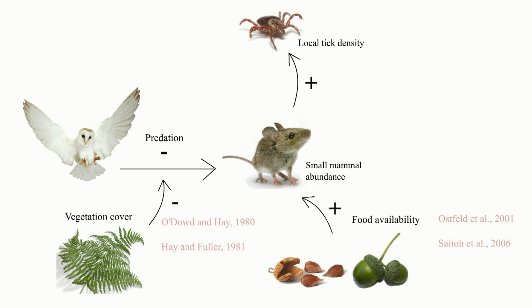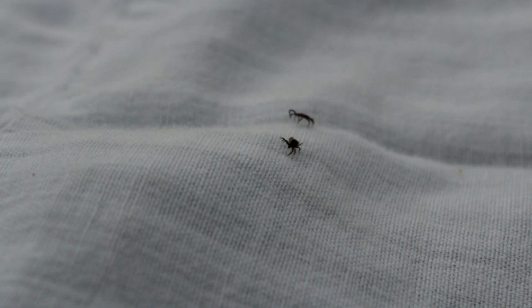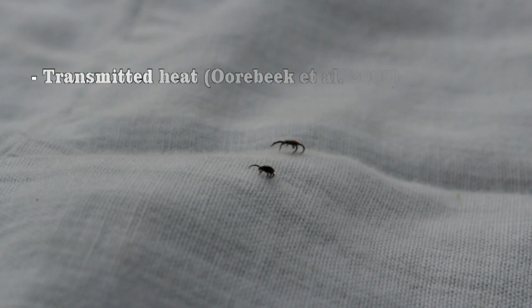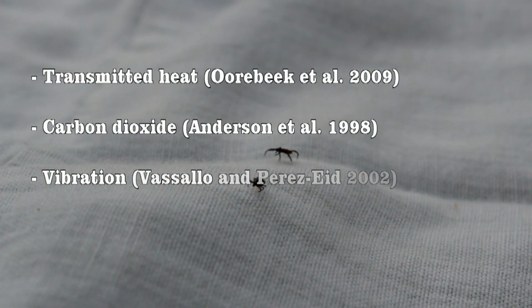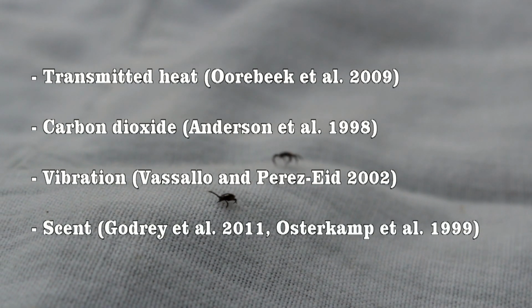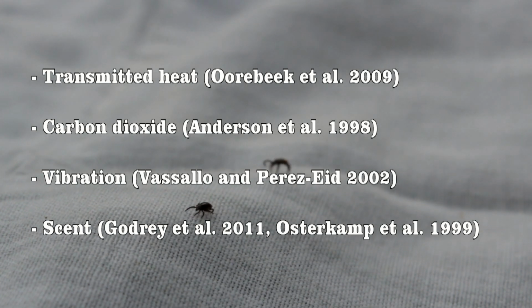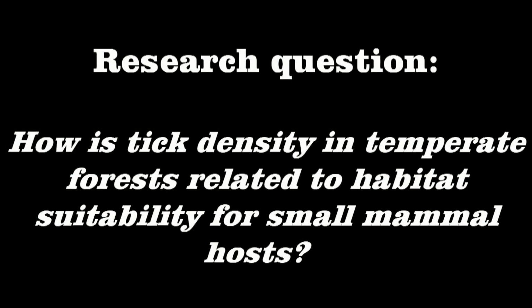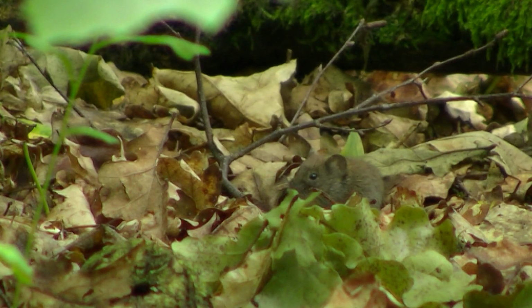Literature also indicates that the presence of sufficient vegetation cover and seed-producing trees are important factors that determine the abundance of small mammals in an area. Ticks can sense these animals by different mechanisms such as transmitted heat, carbon dioxide, vibration of the vegetation, and by scent. To examine the relative importance of the previously introduced mechanisms, the following research question has been formulated. How is tick density in temperate forests related to the habitat suitability for small mammal hosts?